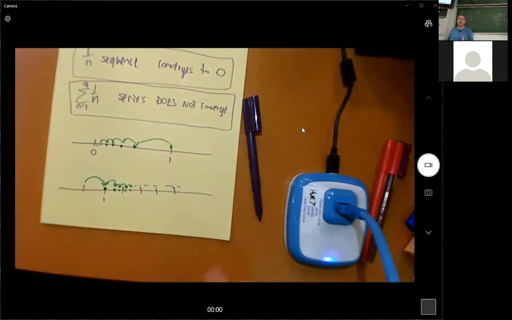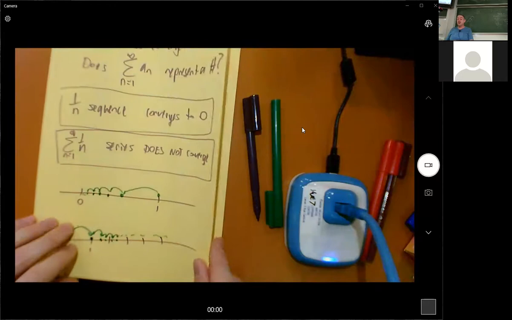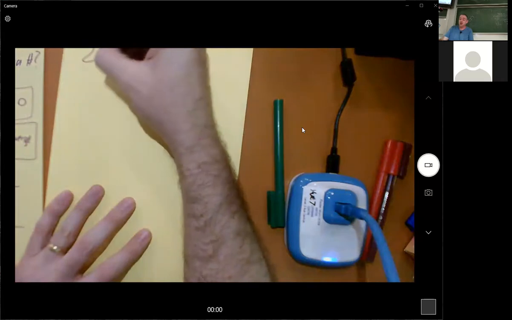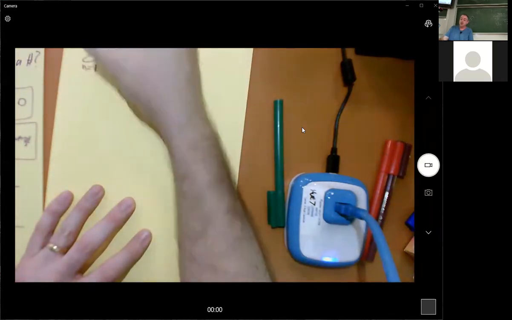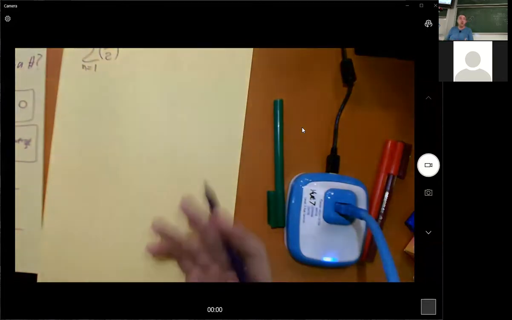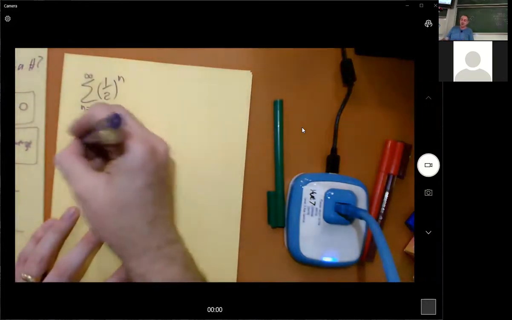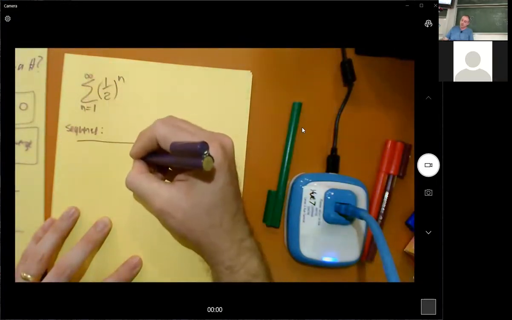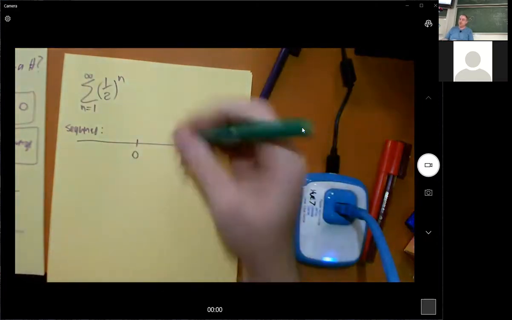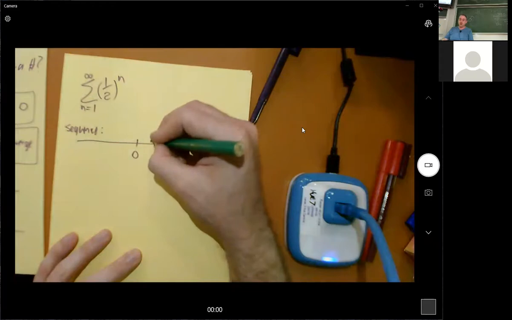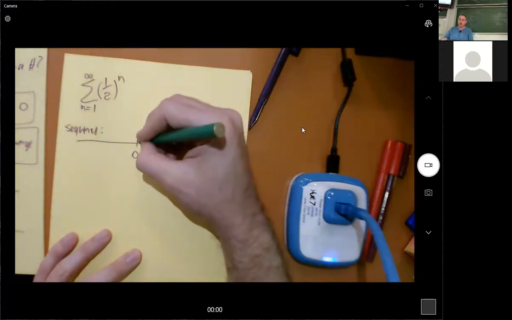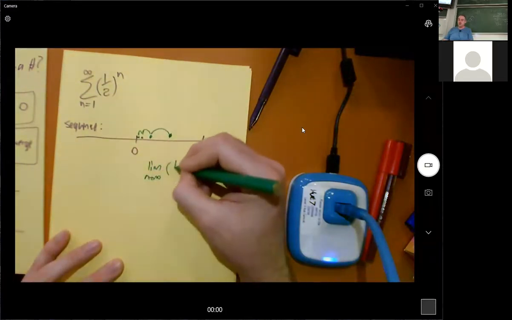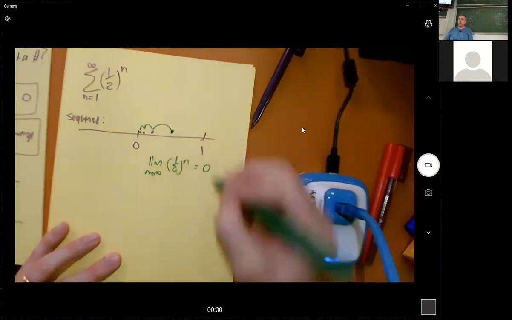That's the harmonic series. Whereas your geometric series, things will get small so fast that it will never get past anything. So if I had a half to the power of n, the sequence starts at a half, and then goes to a quarter, and then goes to an eighth, and then goes to a 16th, and it gets closer and closer to 0. So the limit as n goes to infinity of a half to the power of n is 0.